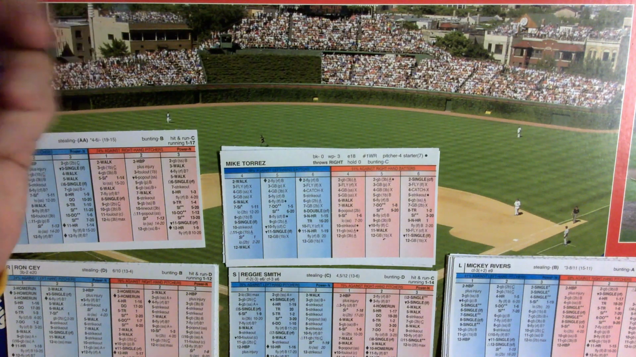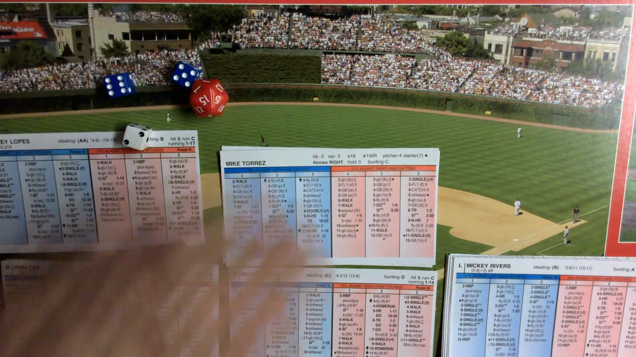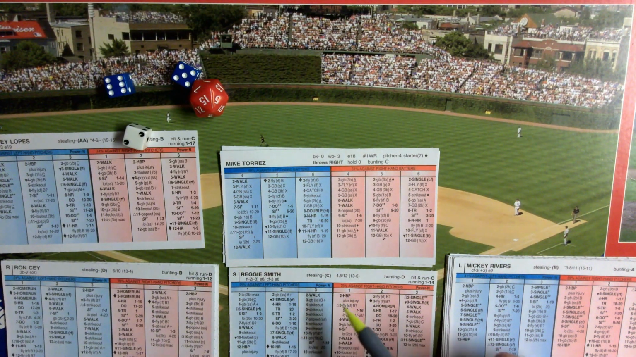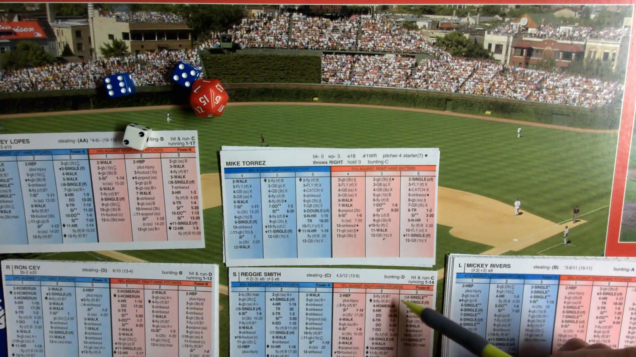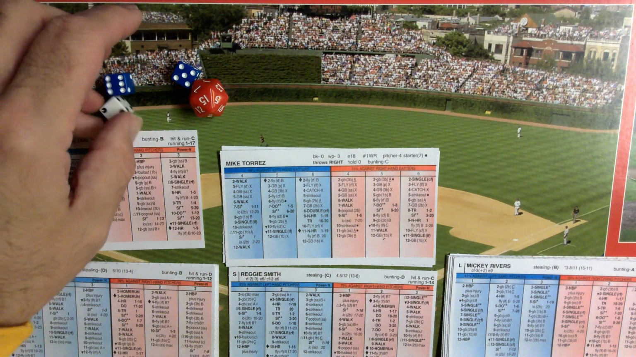Infield is playing back. And the roll is a 2 and an 11. Smith is batting lefty against righty Torrez. He's a switch hitter. However, for this case, we have a ballpark effect home run, 2 and 11 against a right-handed pitcher. So there's an opportunity for the 3rd home run of the series by Reggie Smith.